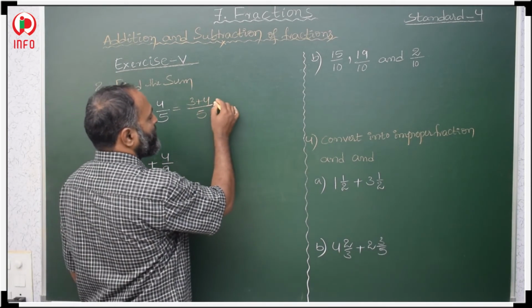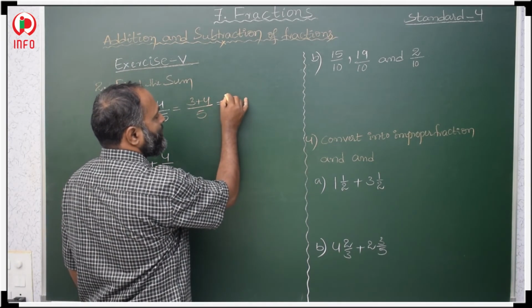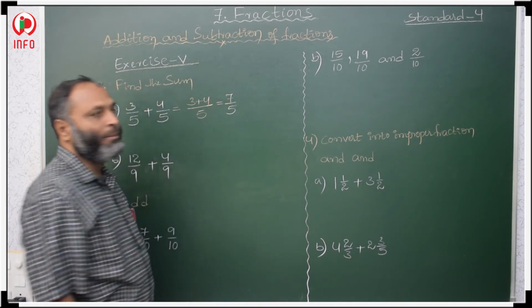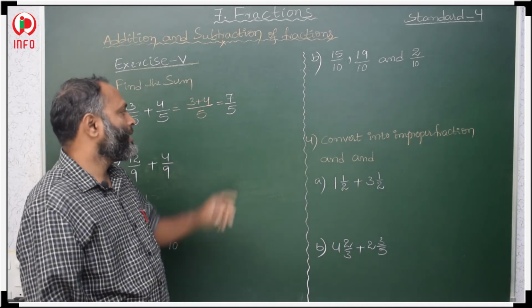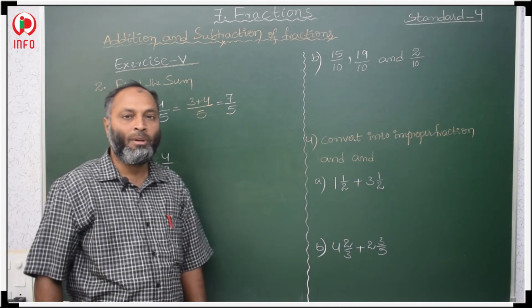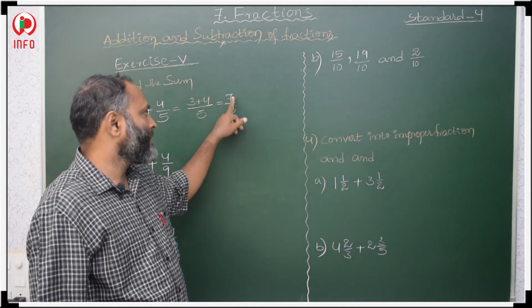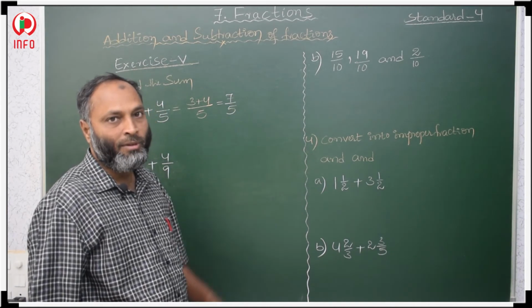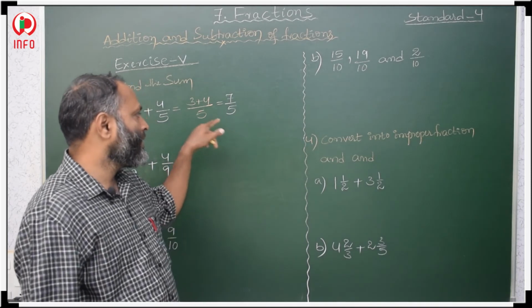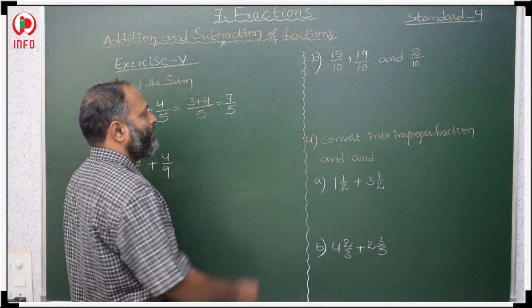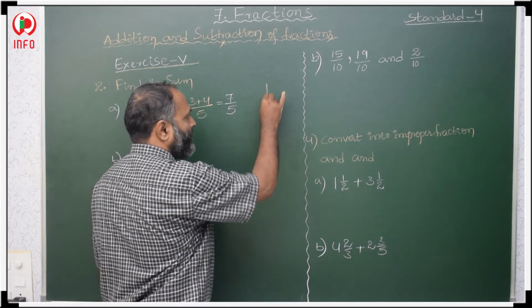Sum of numerators divided by common denominator. Then 3 plus 4 is 7, 7 by 5. Now, this 7 by 5 is an improper fraction. Why is it an improper fraction? Here the denominator is less than the numerator, so it is an improper fraction. So we have to convert this improper fraction into a mixed fraction. Then how to convert an improper fraction into a mixed fraction?